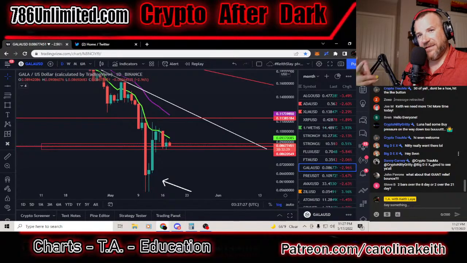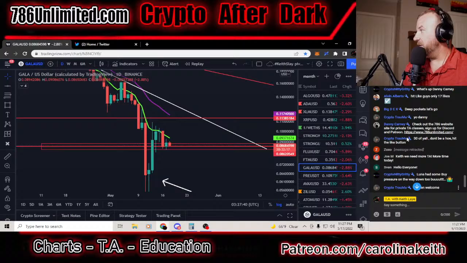Danny Deep Pockets, Danny Carney, let's go. What about giant relief bounce? That's a relief bounce, but we need some confirmation first. One thing at a time. Till we get it, no thanks.